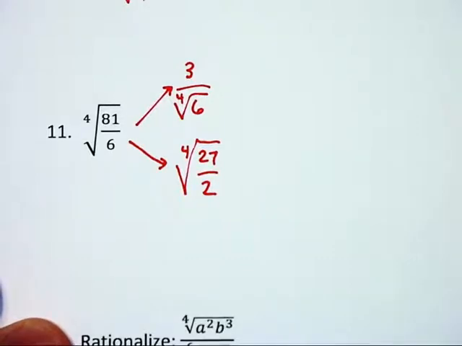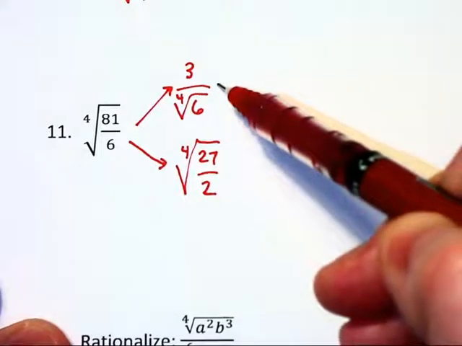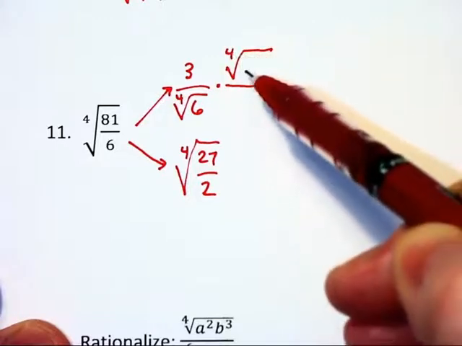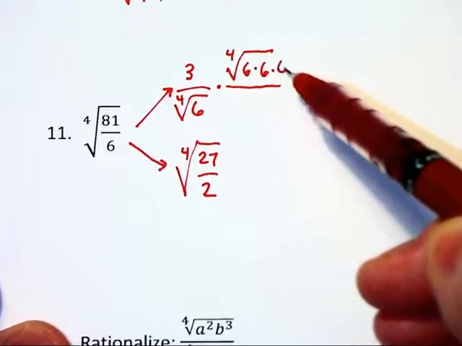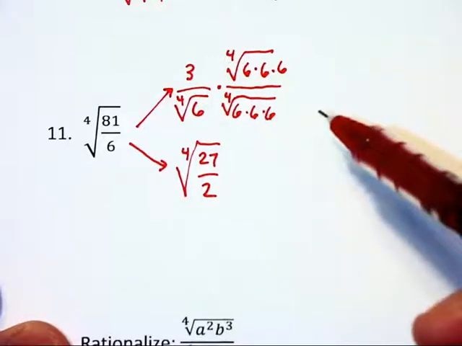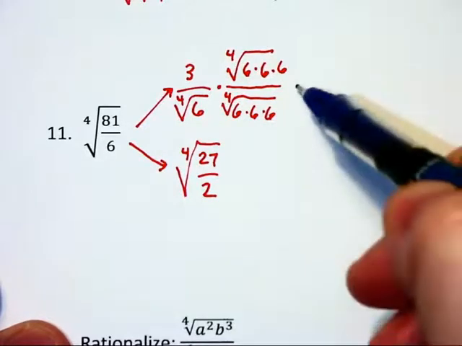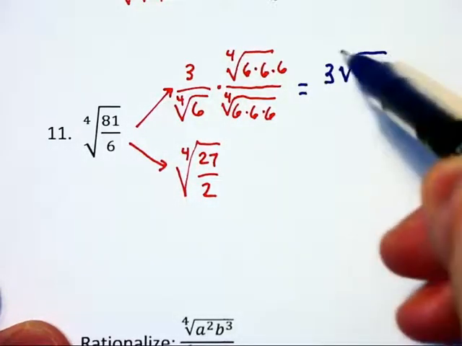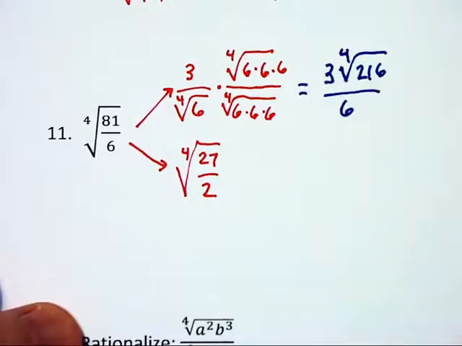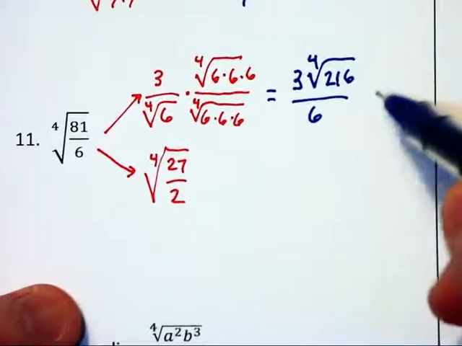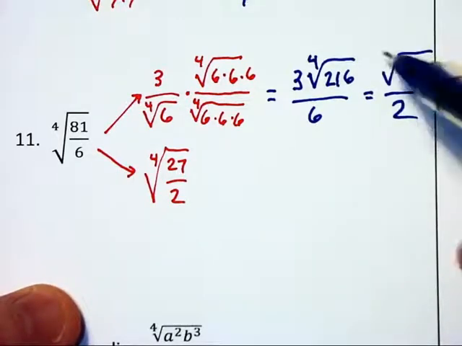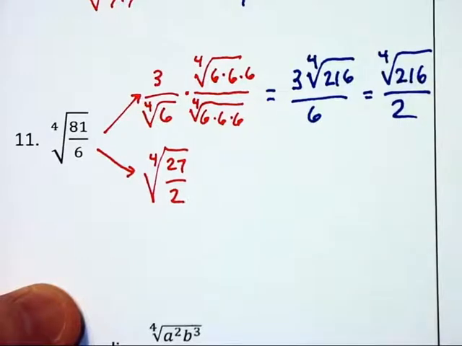Now, let's take each one of these separately. The first way, I just need to clean up the denominator. I need to multiply by the 4th root of, and I need 3 more 6's inside that radical so that I can have a 4 of a kind. If I do that, I'm now going to have 3 times the 4th root of 216 over 6, but the 3 and the 6 can reduce with each other, and that will just give me 1 over 2, so leave a 2 in the denominator and have the 4th root of 216 in the numerator.